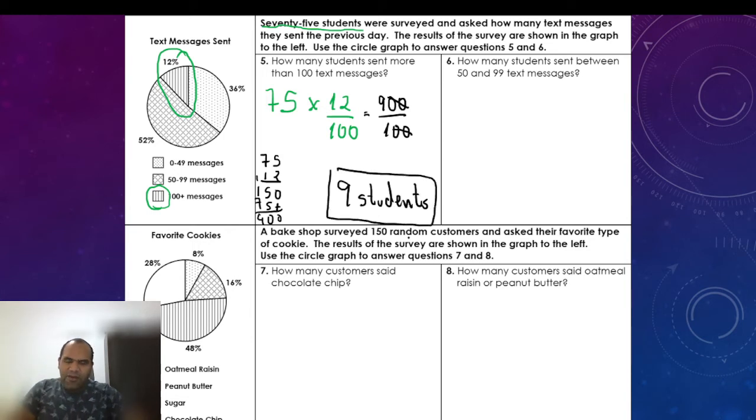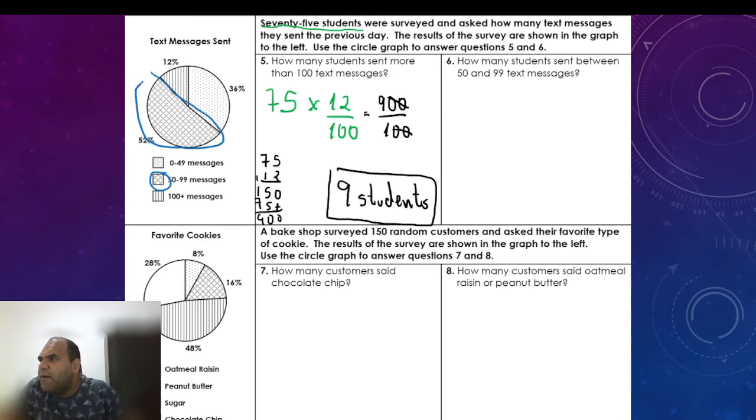And the next one, mister, is how many students sent between 50 and 99. Okay, let me erase this one. Let's go to the second group of students, 50 to 99. Who is it? Here, these guys. Who is here in my pie chart? Here, 52. Okay, the total students, 75, times 52, divided by 100, because of the percent.